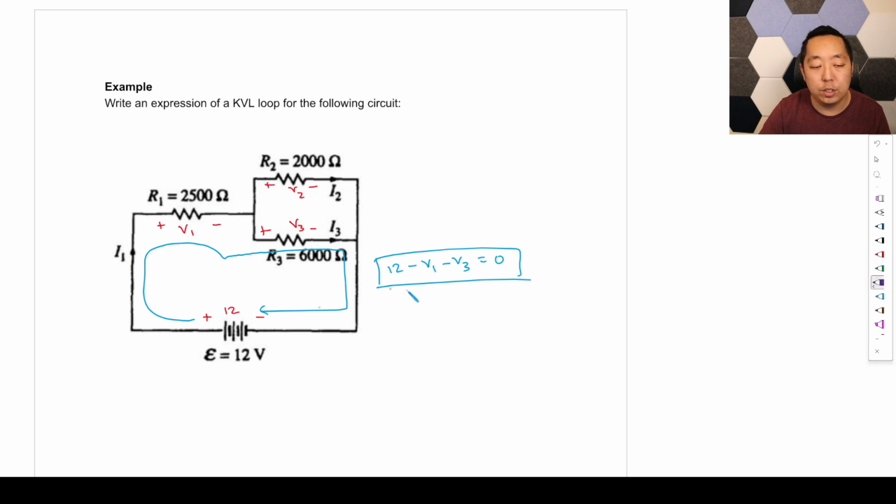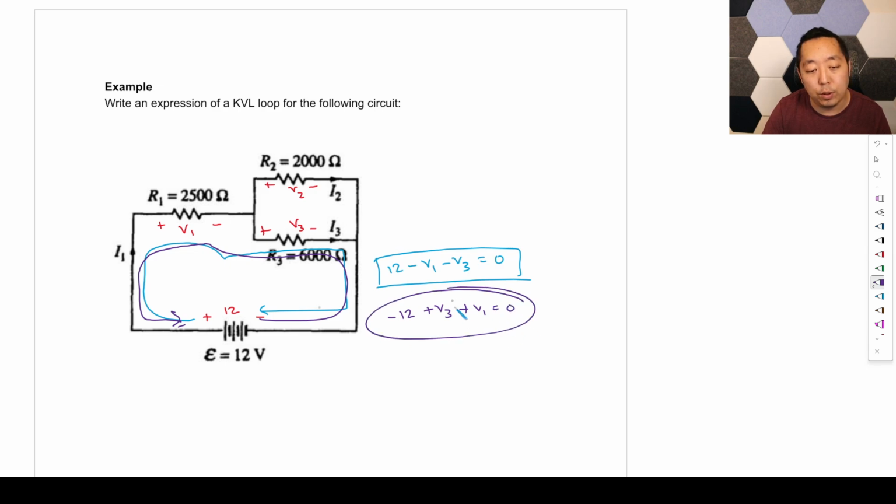Okay, how about a path that goes like this? What if we went the other way? Let me just show you what would happen. Let's say we did the exact same loop, but we went the other way. Okay, what would we get? Well, we're going from positive to negative, so that's negative 12. We'd go from negative to positive, so that'd be plus V3. And we go from negative to positive, and we get plus V1.